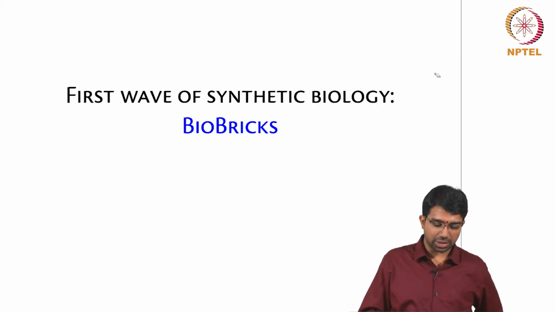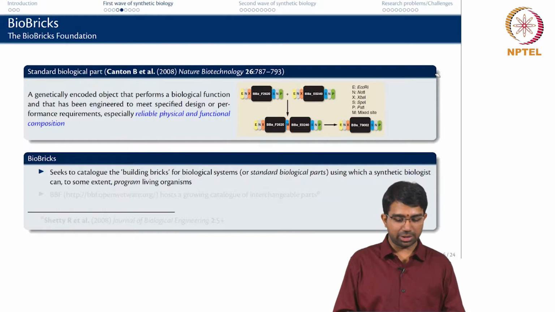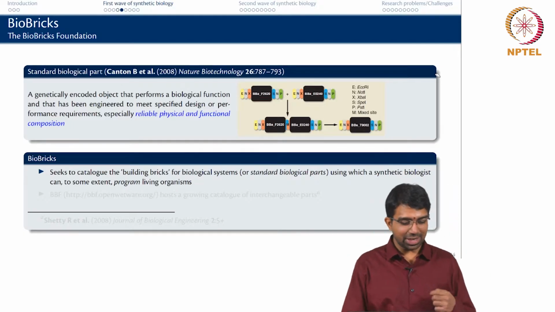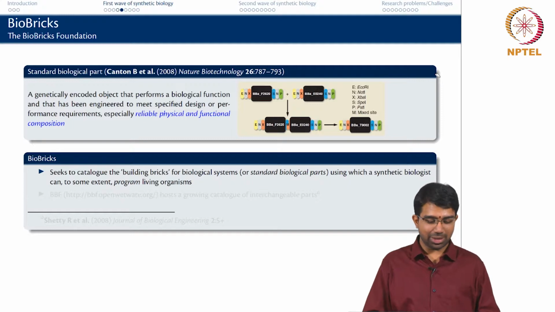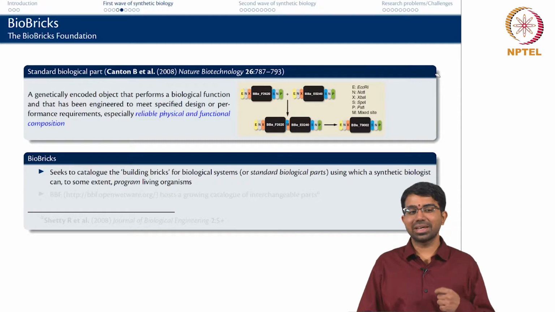So, this was one set of strategies that people used, and you may have heard about BioBricks and the iGEM competition and so on. So, what is a standard biological part? This is a nice definition. It is a genetically encoded object that performs a biological function and that has been engineered to meet specified design or performance requirements, and wait for the tough part, especially reliable physical and functional composition, right.